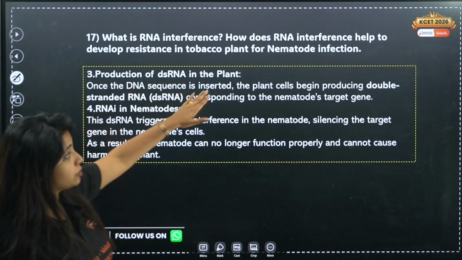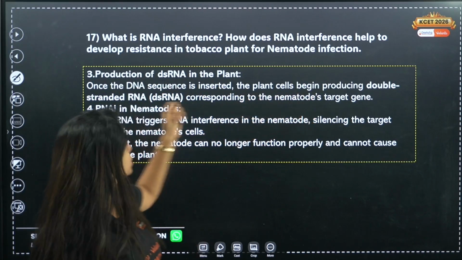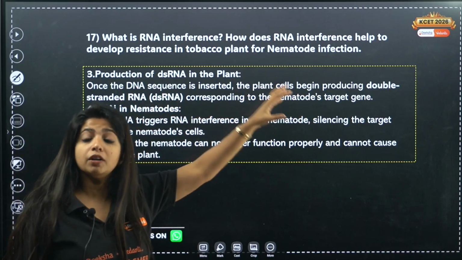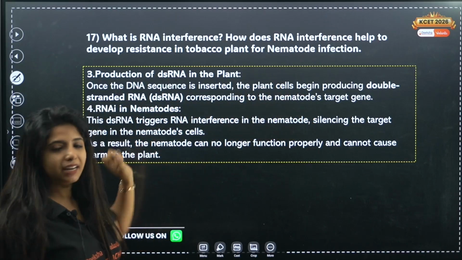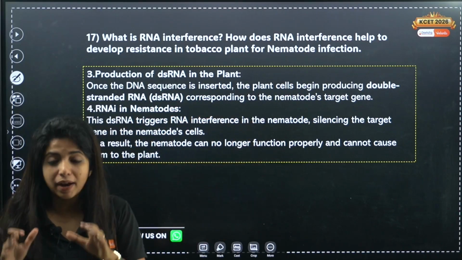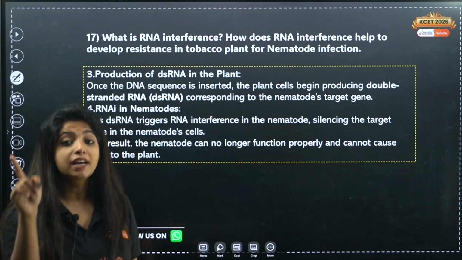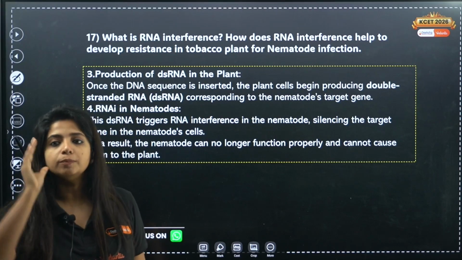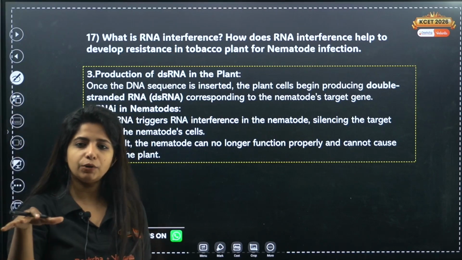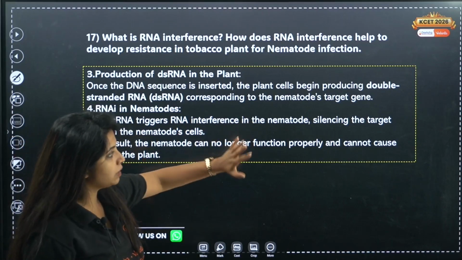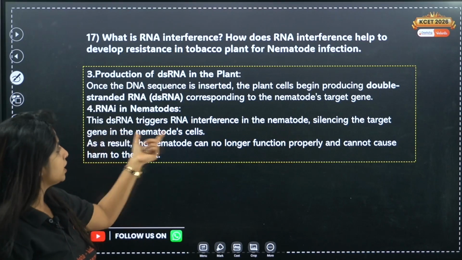Once the DNA sequence is inserted, the plant cells begin producing double-stranded RNA, dsRNA, corresponding to the nematode's target gene. Now, the double-stranded RNA triggers RNA interference. That means it goes and binds one strand of it. Remember, even though it's double-stranded, only one strand of it is going to bind on the mRNA and stop it. RNA interference has been done like that, silencing the target gene in the nematode cell.